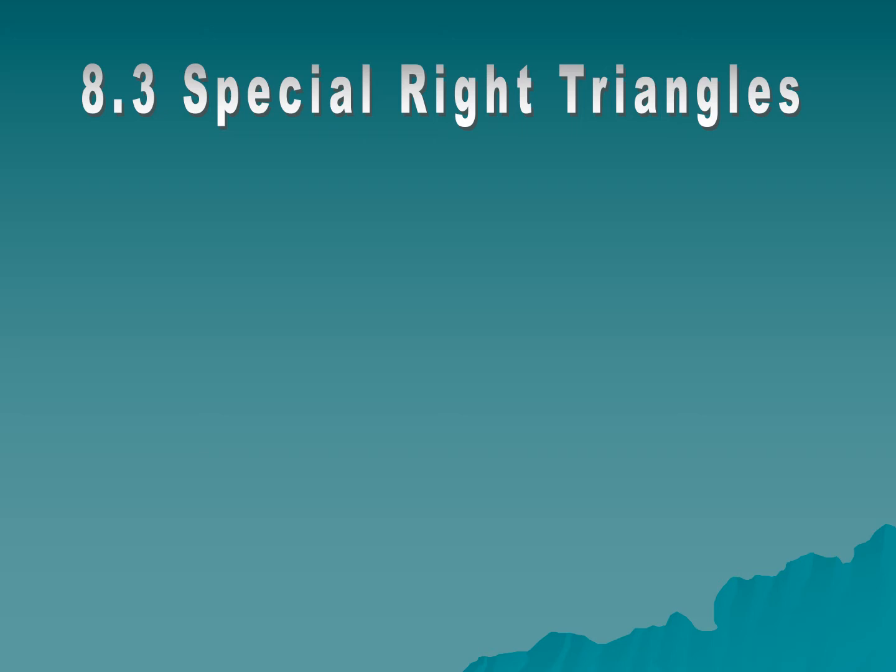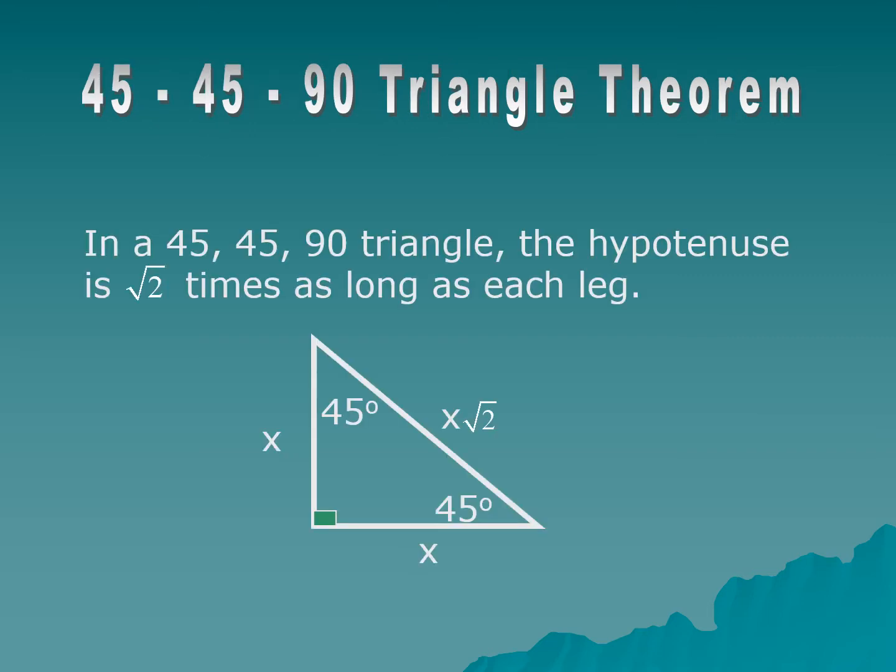Today we will be reviewing special right triangles and all of the properties of the special right triangles. Let's first start by reviewing the 45-45-90 right triangle theorem. Here we have a triangle that is 45, 45, and 90 degrees.